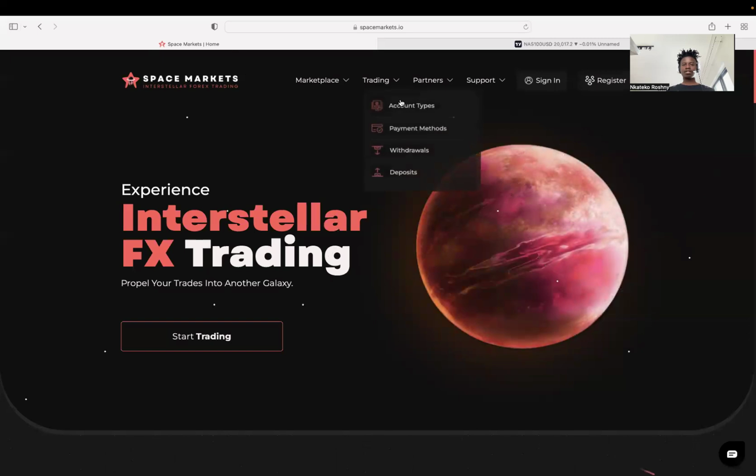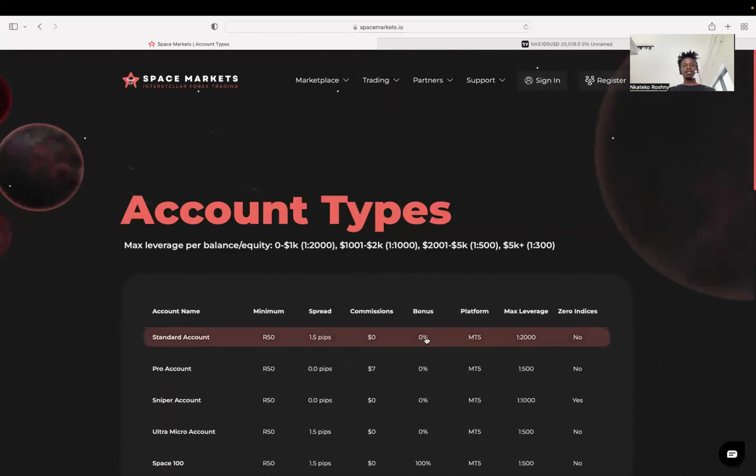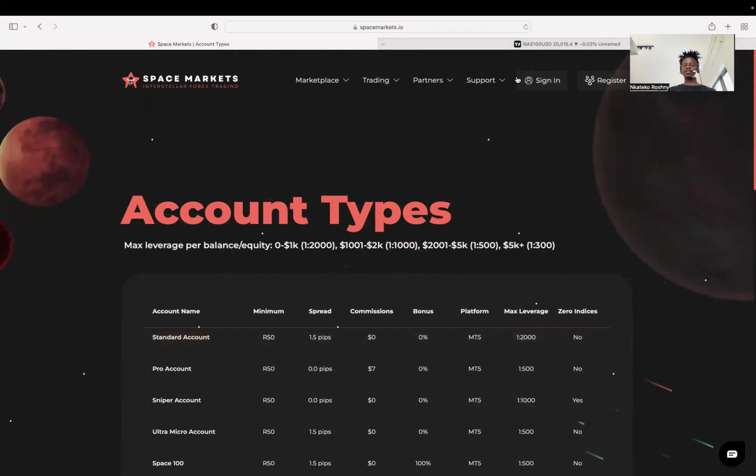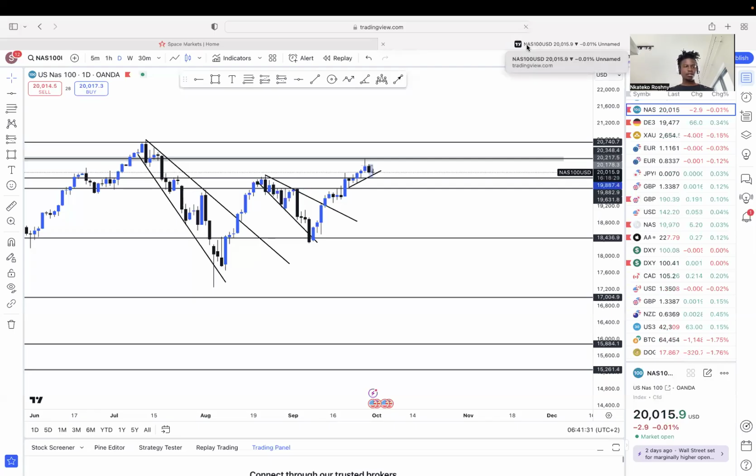And the account that I like using, guys, is the Sniper account because it has no spread. These days I don't like accounts that have spread because of how I trade. I don't want the ask price and the bid price to affect my direction. If I enter a trade, I know they're going to execute me at the current market. So it's very important to use Space Markets due to the Sniper account. So this is how it is, guys.